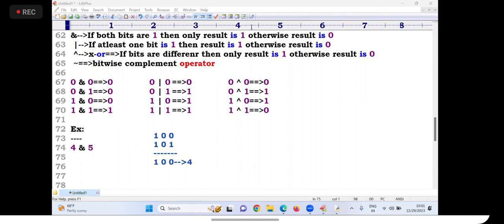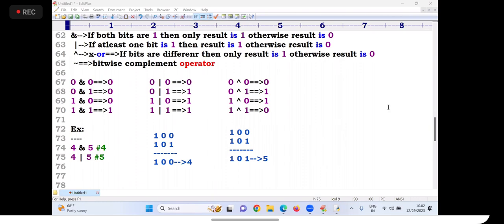Yes or no? 8421, yeah, same thing only. I am telling 2 power 0, 1, 2, 3. You are telling 8421. Both are the same. Sir, based on this, 4 or 5? Here we get 5. Simple reason, check it, same calculations. 1 0 0, 1 0 1. Apply the OR operator. 1 or 1, 0 or 0, 0 or 1, that gives 101, which is 5. That is the result.